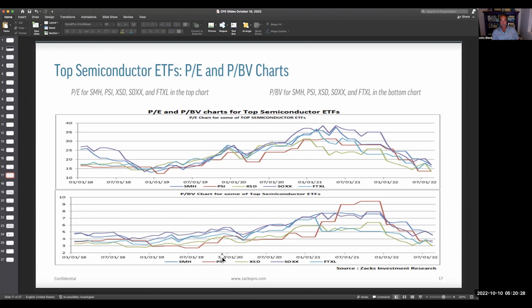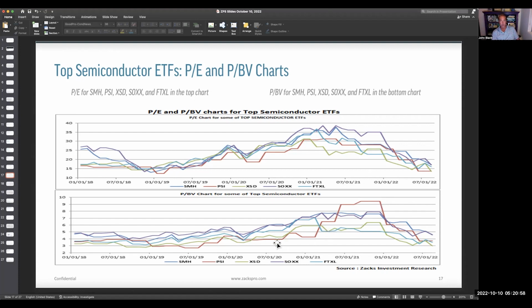Interestingly enough, PSI from the price to book value perspective stayed up higher longer, and then it came down harder. So for whatever reason, you got a little bit different story because I think they're using quantitative fundamentals. That factor weighting is going to give you a different look when you do price to book versus price to earnings. Fascinating to look at. That is what you get out of their selection criteria.